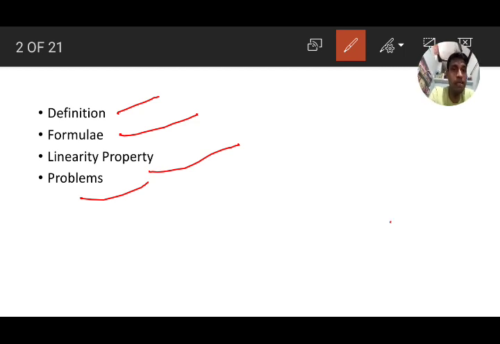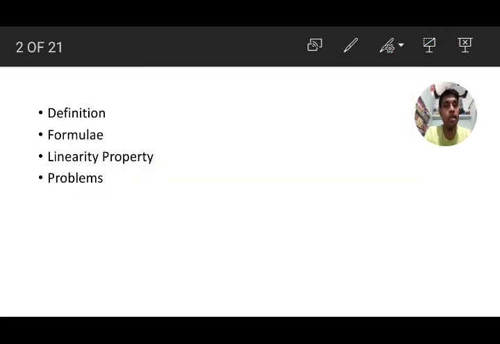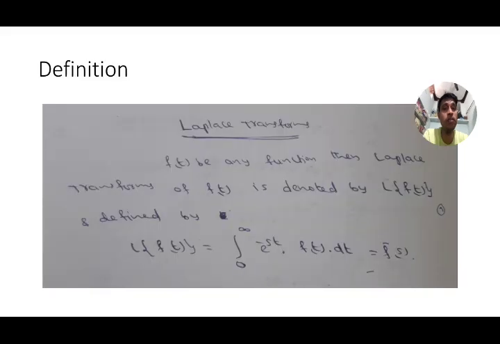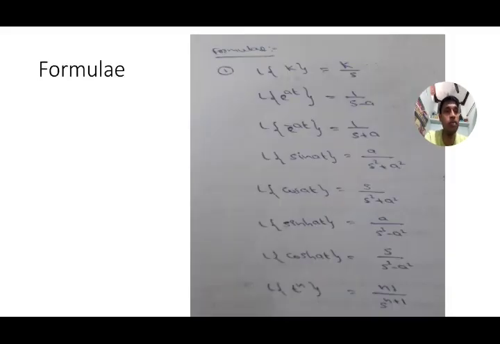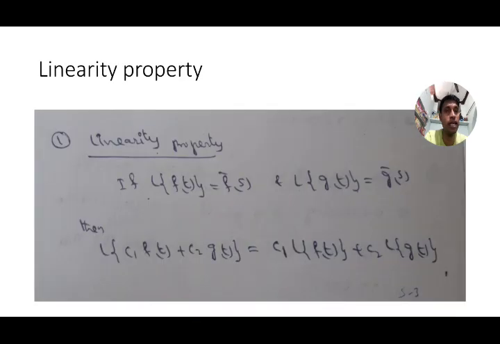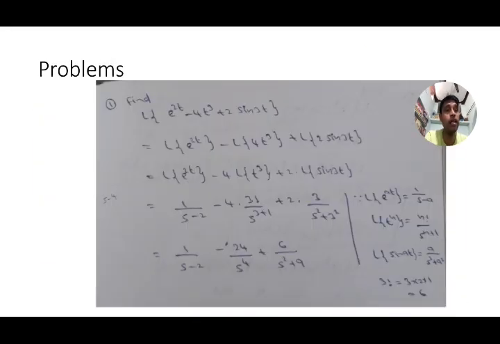Okay, the Laplace transform definition and notation, and 8 basic formulas we learned so far, and linearity property, coefficients outside, sum of 2 or 3 functions, then some problems. Sorry for the disturbance. Formally we learned about the definition of Laplace transform and standard formulas, 8 basic formulas and linearity property, and then we did the problems.